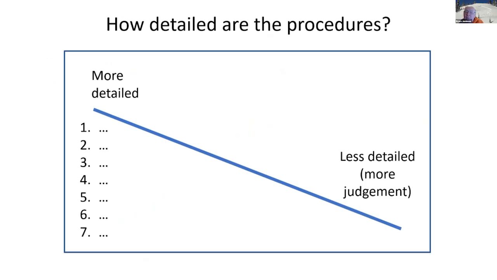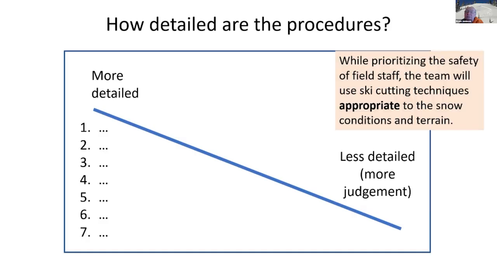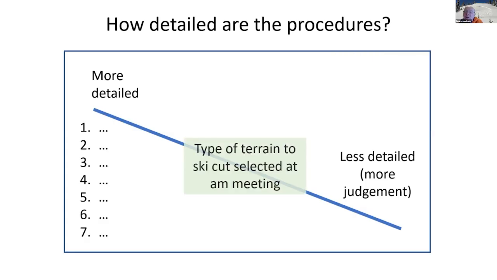The level of detail varied widely between the operations. Some operations have quite detailed procedures with a long list of procedures, quite specific. Other operations had very brief general procedures. For example, while prioritizing the safety of the field staff, the team will use ski cutting techniques appropriate to the snow conditions and the terrain. And there's also some middle ground.